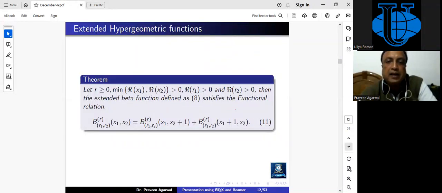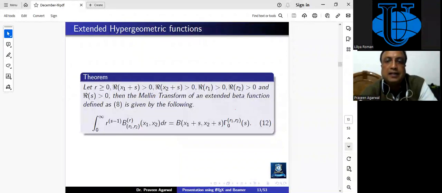In the same way, we have developed another very beautiful property that is called the functional relation. You can see that in equation number 11, they show the functional relation, in which they mention that B of R, R1, R2, X1, X2 equals B of R, R1, R2, X1, X2 plus 1, plus B of R, R1, R2, X1 plus 1, X2. So this is the functional relation which is satisfied and true for the extended beta function.